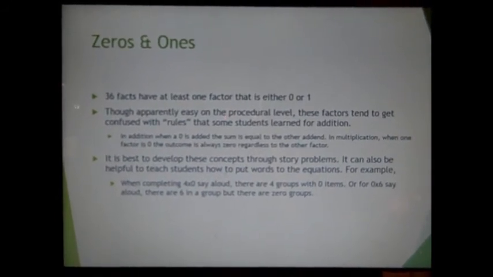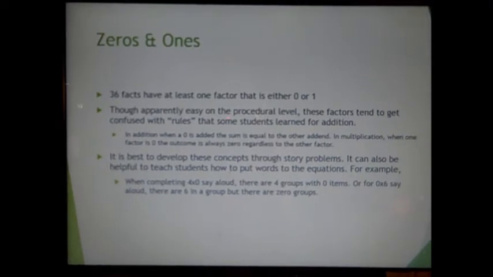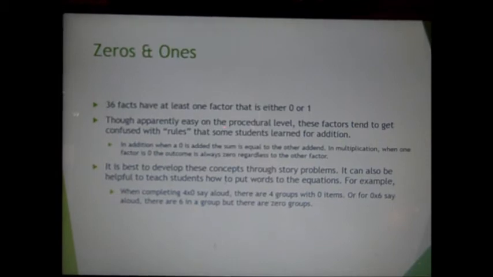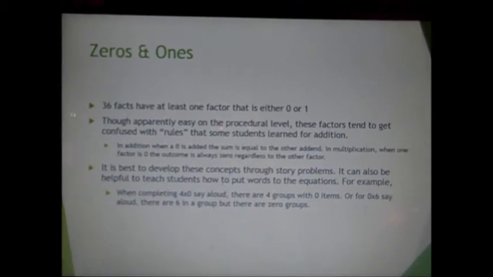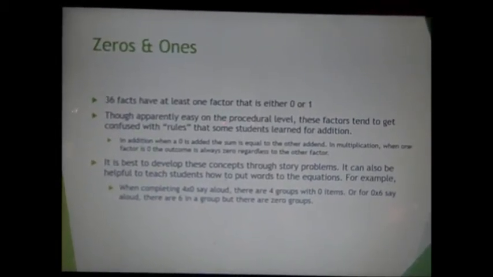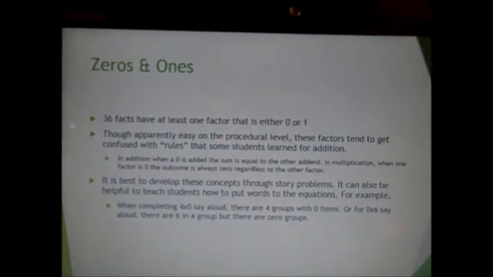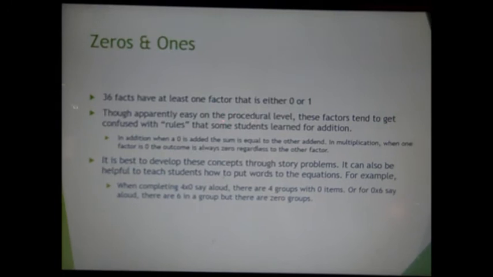It is best to develop these concepts through story problems. It can also be helpful to teach students how to put words to these equations. For example, when completing 4 times 0, say aloud, there are 4 groups with 0 items. Or for 0 times 6, say aloud, there is 6 in a group but there are 0 groups.